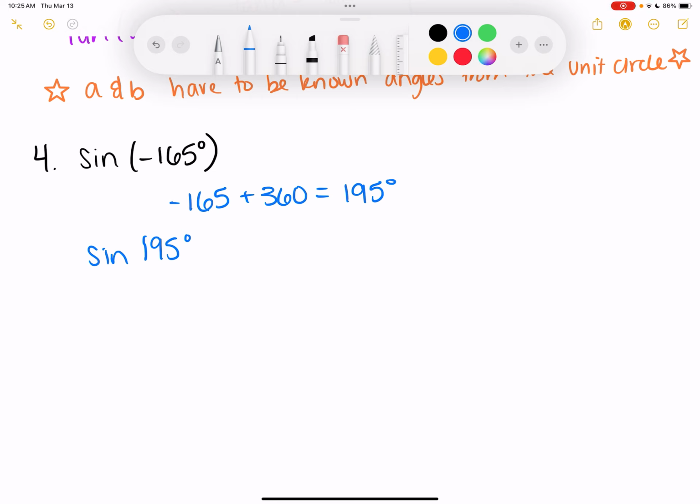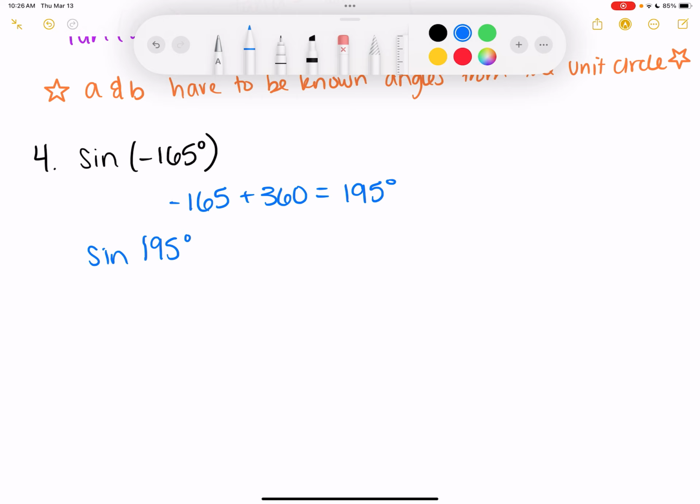So I go to my unit circle and I'm looking for numbers that add up to 195. I could do 60 and 135. I could also do 45 and 150. I could also figure out one that I could do subtracting. I usually like adding, but it just depends. So, which one do you want to do? Adding. Let's do 60 and 135. All right.